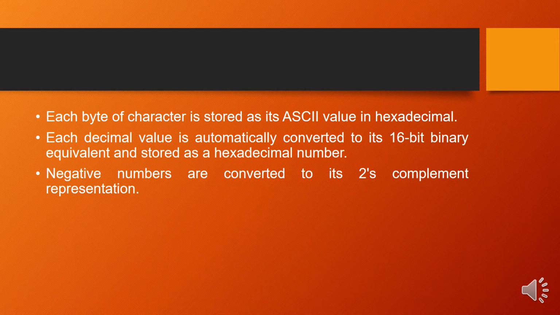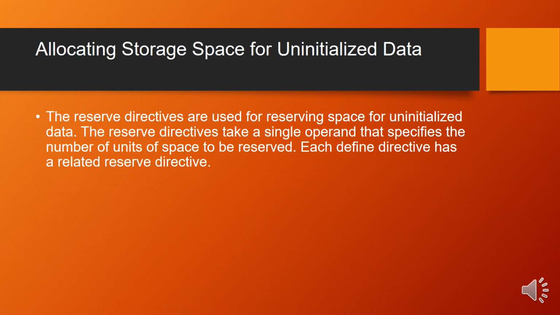Now each byte of a character is stored as an ASCII value in hexadecimal. You already know that in assembly your numbers get stored as their equivalent values, and each decimal value will automatically be converted into its 16-bit equivalent and stored as a hexadecimal number. Negative numbers are converted into the 2's complement representation. This is the way an assembly program works.